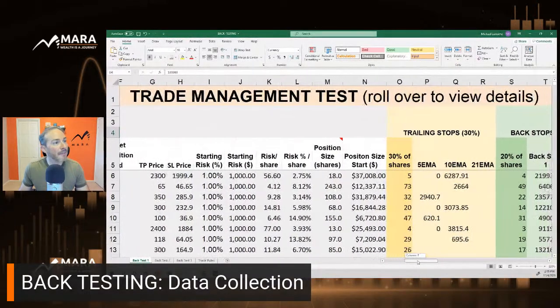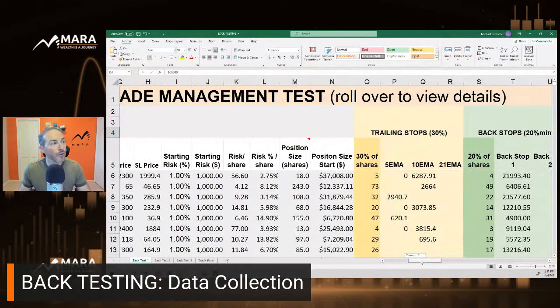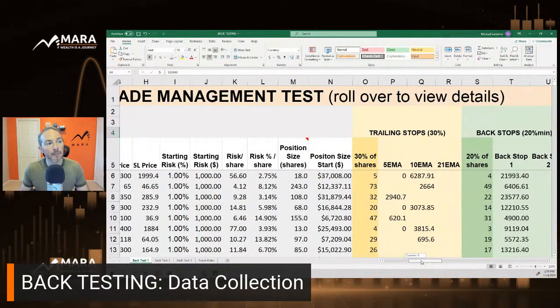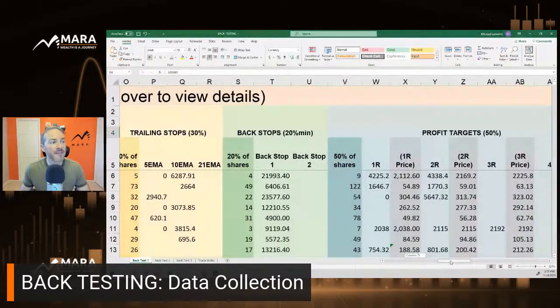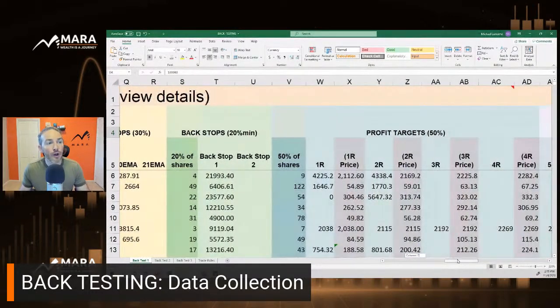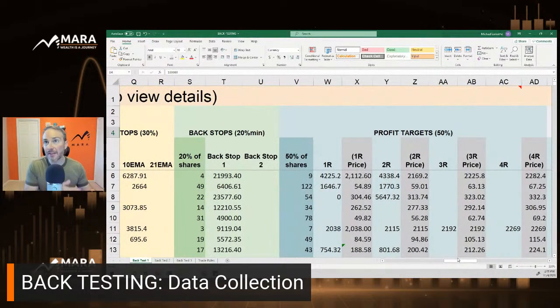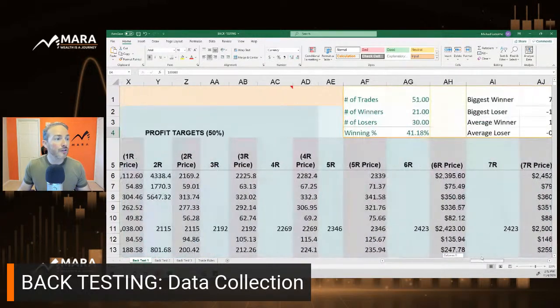At the time, I was looking at different ways to manage my stops, so trailing stops, back stops, selling at different profit targets. Well, we could get into all that too. So if you guys have questions about specifics like, well, what's an R multiple? Go ahead, type that into the chat, and we'll talk about that too. But the main idea here is in the data collection and what types of data you want to collect.